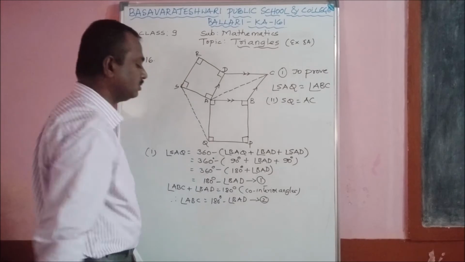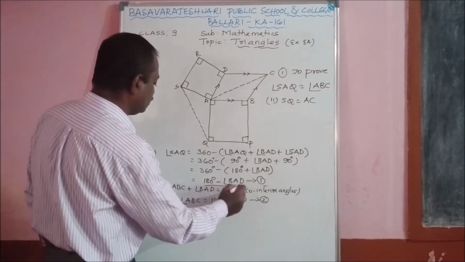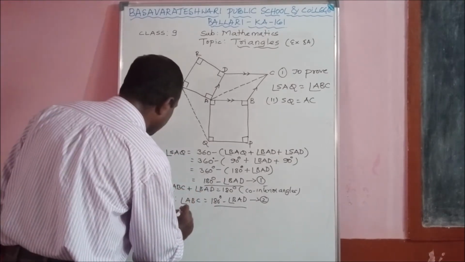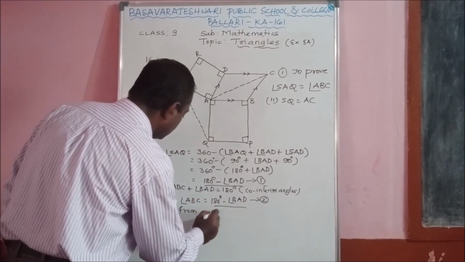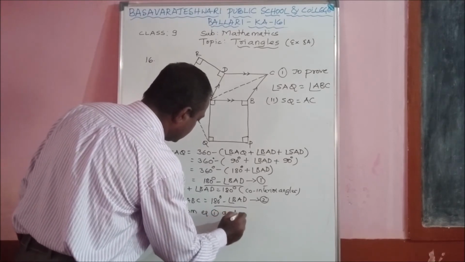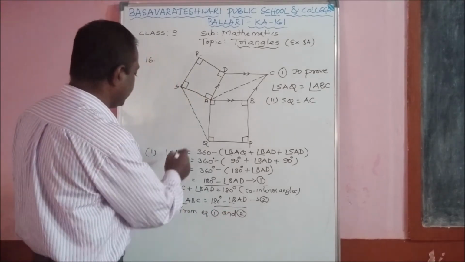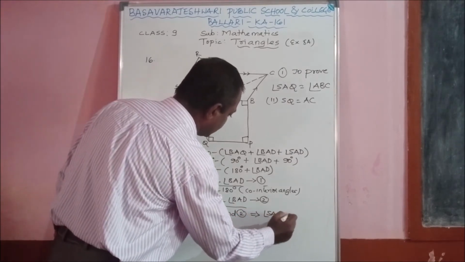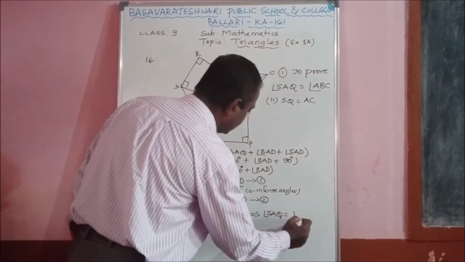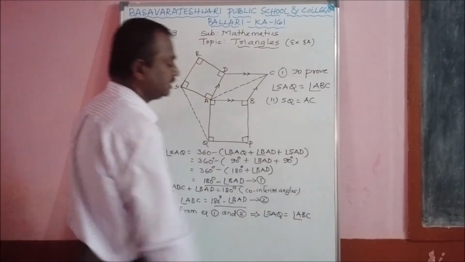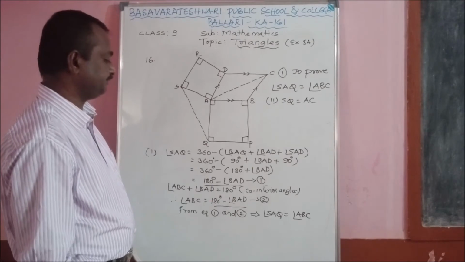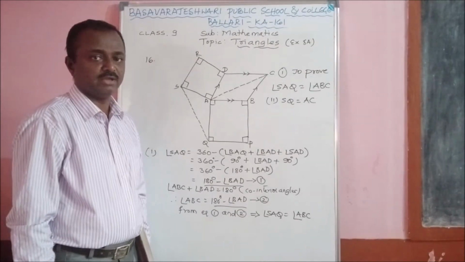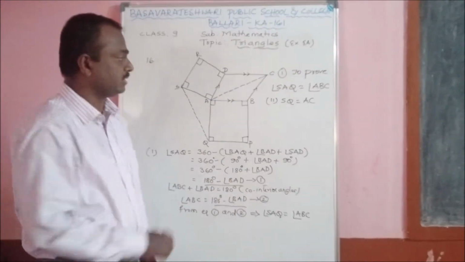Equation number 2. So observe here, from equations 1 and 2, the RHS are equal. You can equate the LHS. This implies angle SAQ is equal to angle ABC. Correct? This is the first part. So now we proved angle SAQ is equal to angle ABC. Note down this part. Afterwards I will continue with the second one.